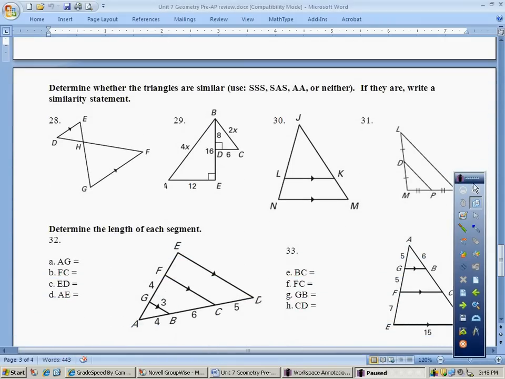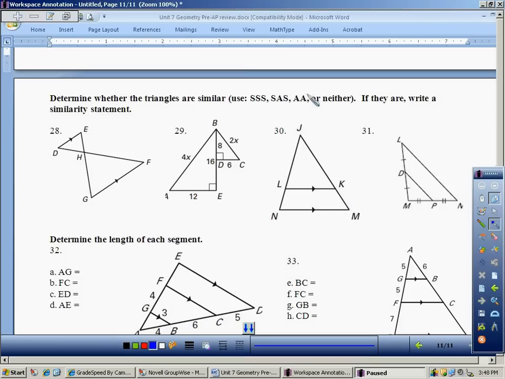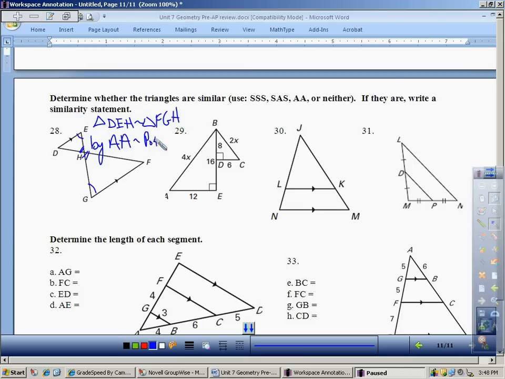And our triangle similarity postulate and theorems, I have angle-angle, side-side-side, and side-angle-side. In order to determine if these two triangles are similar, I see that these lines are parallel, which leaves me with alternate interior angles, and I know that I have vertical angles here. So I could say that triangle DEH is similar to FGH by the angle-angle similarity postulate.